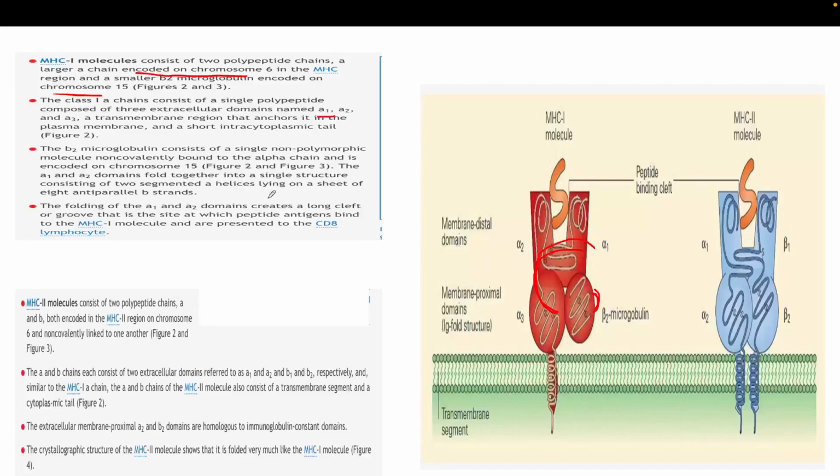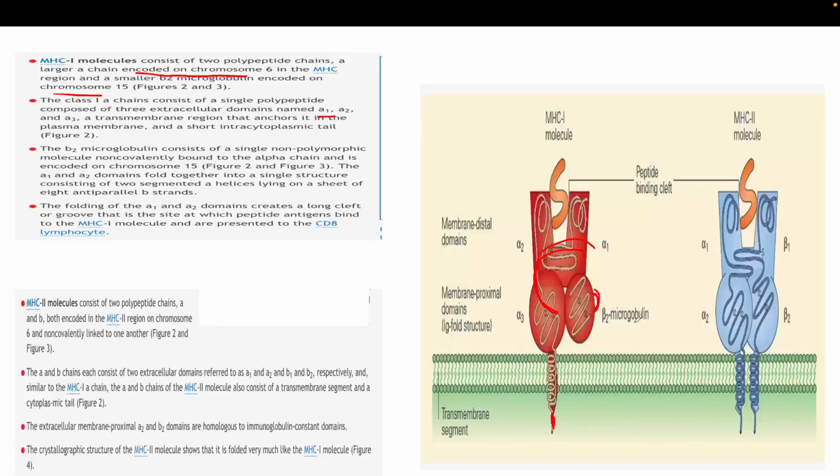Okay, and there is the transmembrane region that anchors in the plasma membrane. Okay, so there is the transmembrane region which spans towards the inside of the cell, and there is a short intracytoplasmic tail. Okay, so this is the short cytoplasmic tail. And there is one beta 2 microglobulin. Okay, this is non polymorphic in nature.